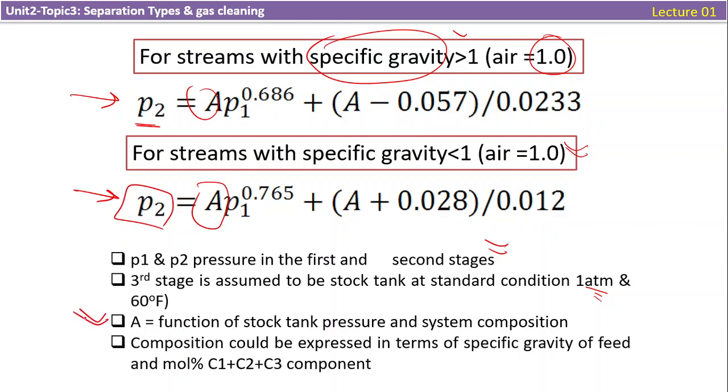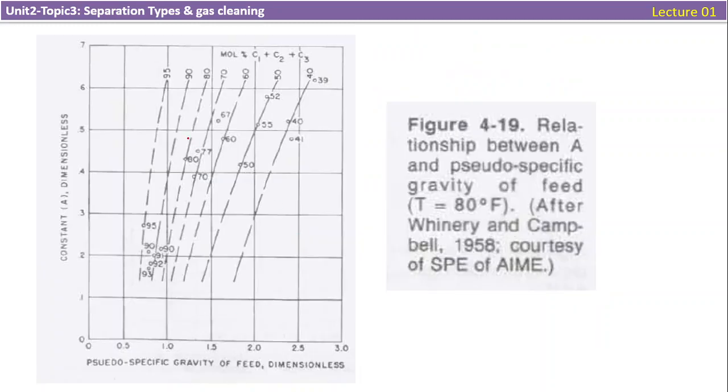How to find the value of A? P1 is given here and is the pressure at the first stage. A is a function of stock tank pressure and system composition. So we have to find the value of A. To calculate the value of A, we need the mole percentage of C1 plus C2 plus C3. It can be found with the help of this graph. If you see the x-axis and y-axis, the y-axis is the value of A, which is required. These are some constant lines.